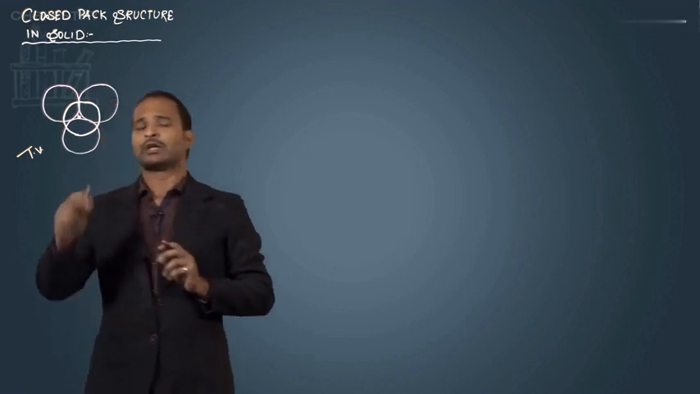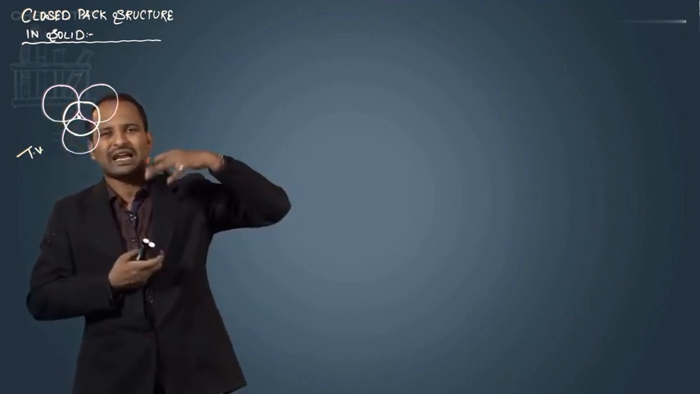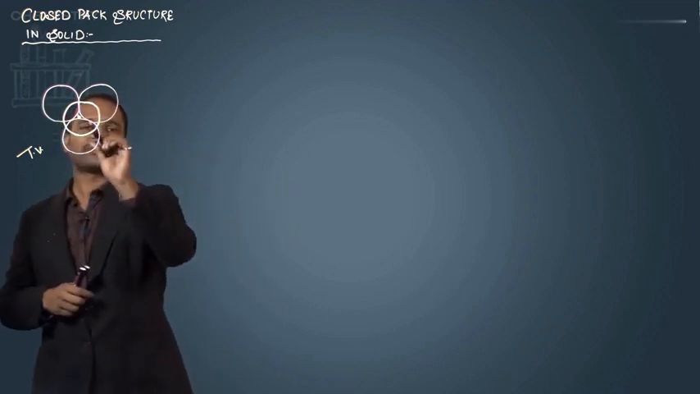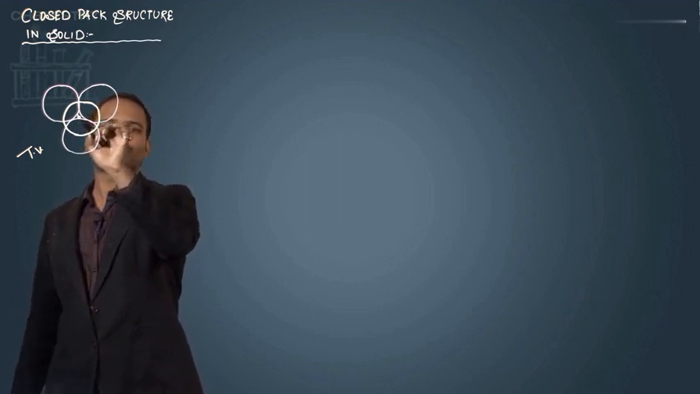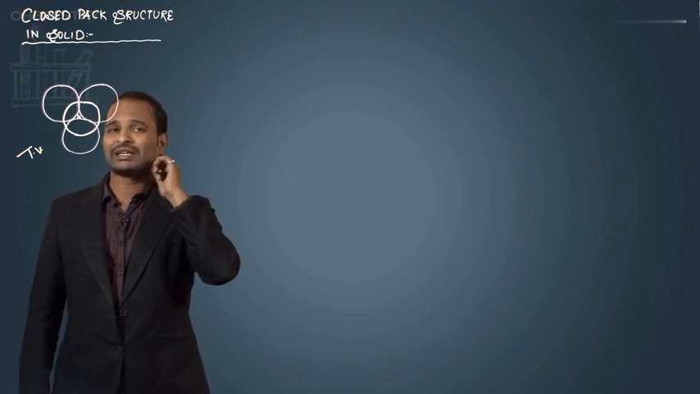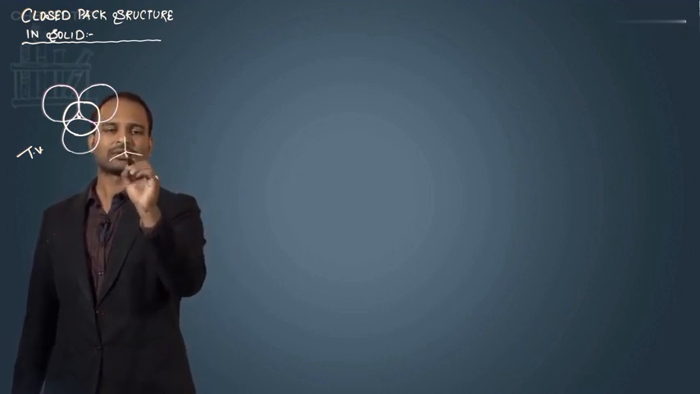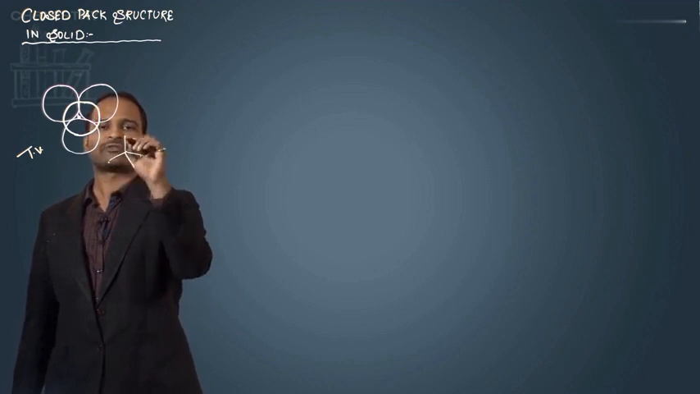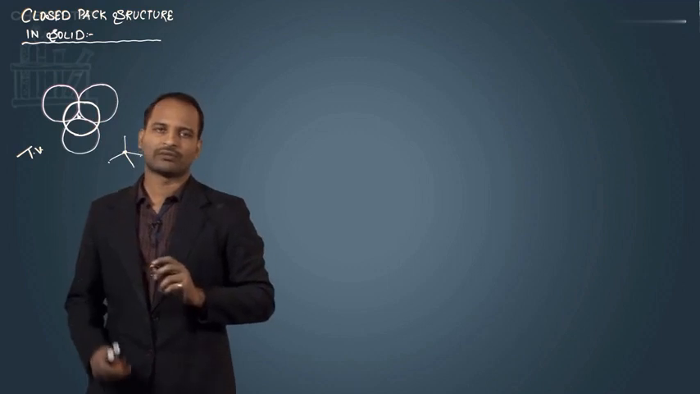Now why is it called tetrahedral? Because when we join the centers of these four particles, we get a tetrahedral shape. Or I can say when we join the centers of these four particles with the center of the void, you will get a tetrahedral structure, something like this. Three from the lower layer, one from the upper layer. So this void is called a tetrahedral void.